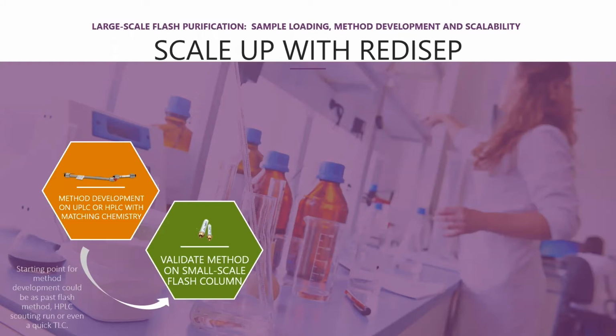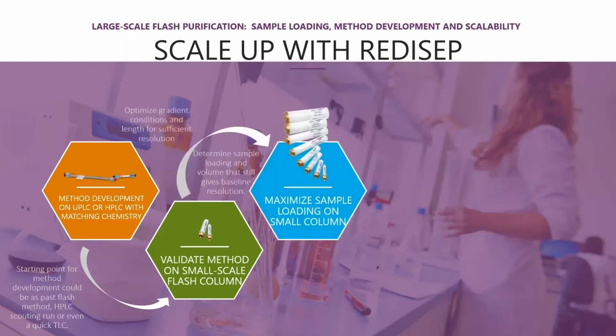What we would want to do then is transfer that method to our flash column. We want to validate that the method performs as well on the flash column as it did on the analytical. At this point, we want to optimize or fine tune our gradient conditions. Maybe we need to modify the %B, or maybe we need to modify the length of the method so that we have sufficient resolution. But we have a good starting point based on our method development on the analytical. The next step would be to determine the loading and volume that gives us baseline resolution, so we're maximizing our sample loading on that small column.